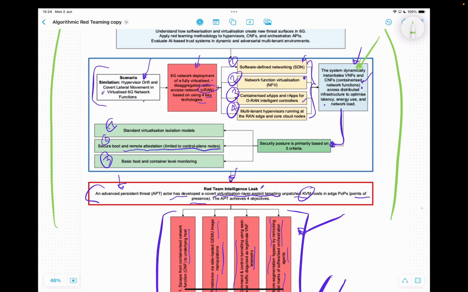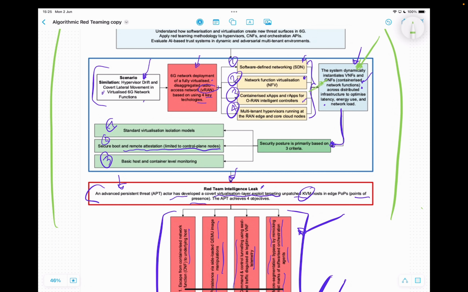The attacker would exploit this inference to upload a tainted container image camouflaged as a legitimate AI microservice, and specifically an X app responsible for network anomaly detection. The second step would be the CNF escape and host privilege escalation.